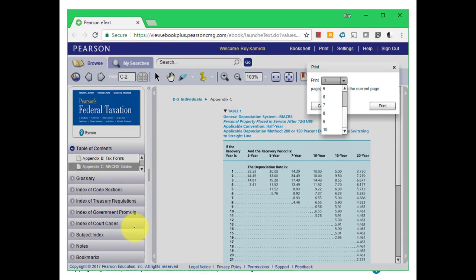So I want you to download, maybe even print out, the depreciation tables in Appendix C in our ebook. You go to the appendix and you can navigate through the different pages by using the next or previous buttons, or these big buttons here. You can actually print it out, at most 10 pages at a time. Definitely save it as a PDF file.